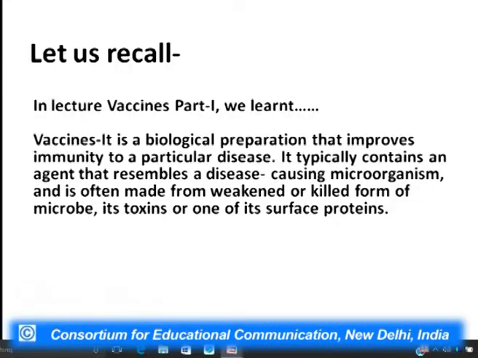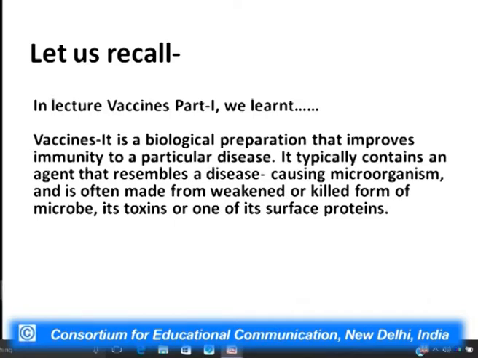Now let us recall what we did in our first session. If you remember, in our first lecture, that is vaccine part 1, we learned what exactly vaccines are. If we want to recollect the definition, a vaccine is a biological preparation that improves immunity to a particular disease. It typically contains an agent that resembles a disease-causing microorganism and is often made from a weakened or killed form of the microbe, or its toxins, or one of its surface proteins.